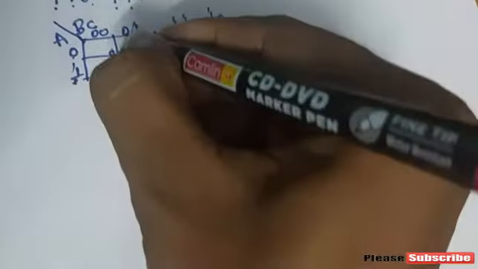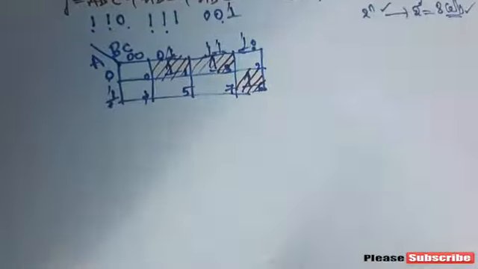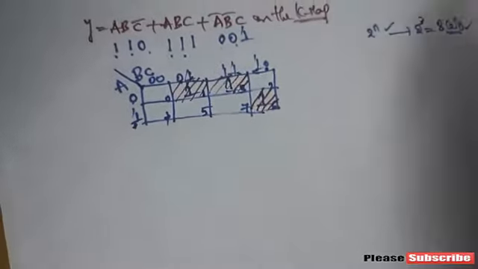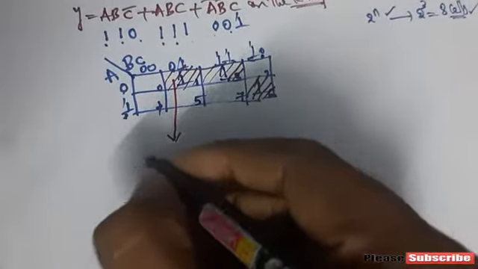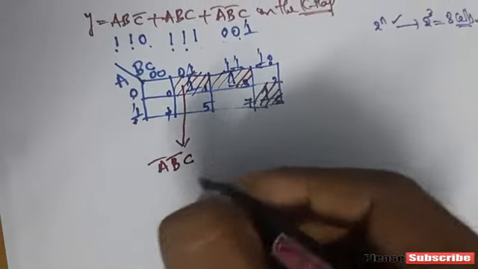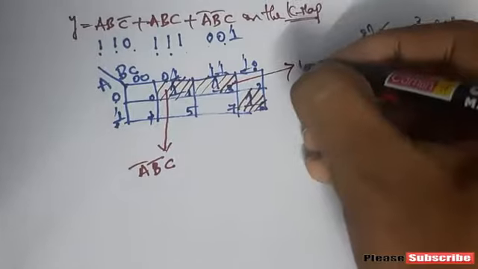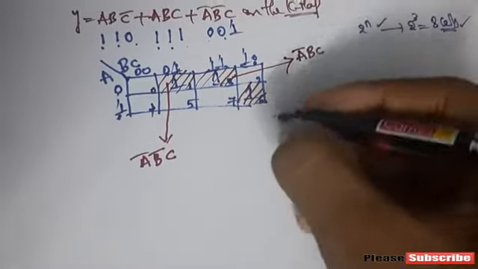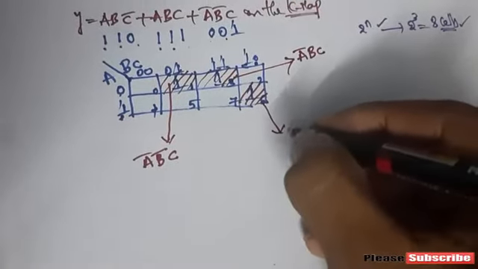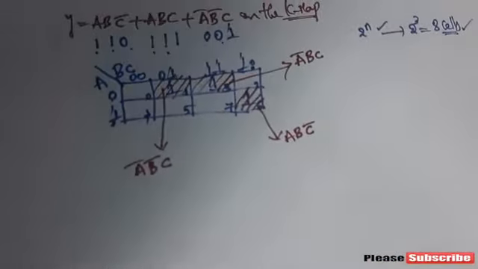Let's see, the shaded cells look like this. This will represent A bar, B bar, C. This will represent A, B, C. This will represent A, B, C bar.